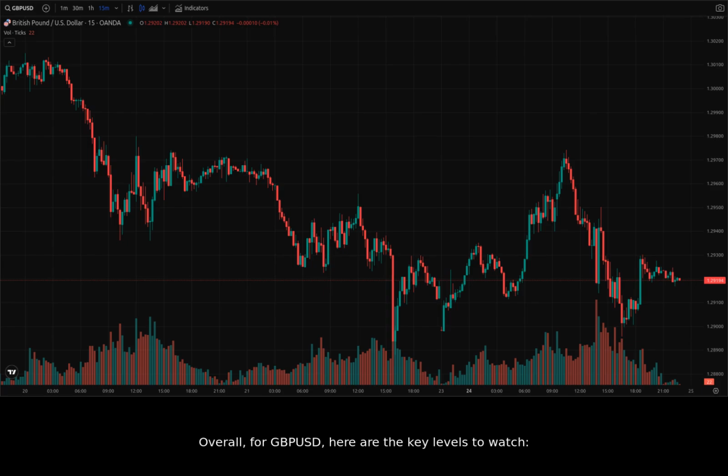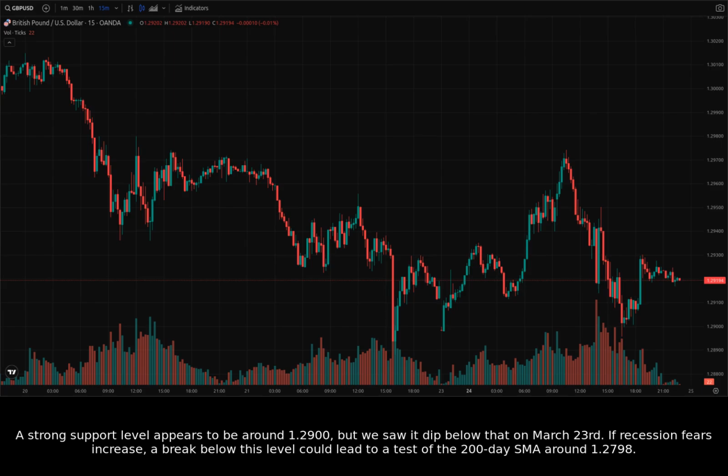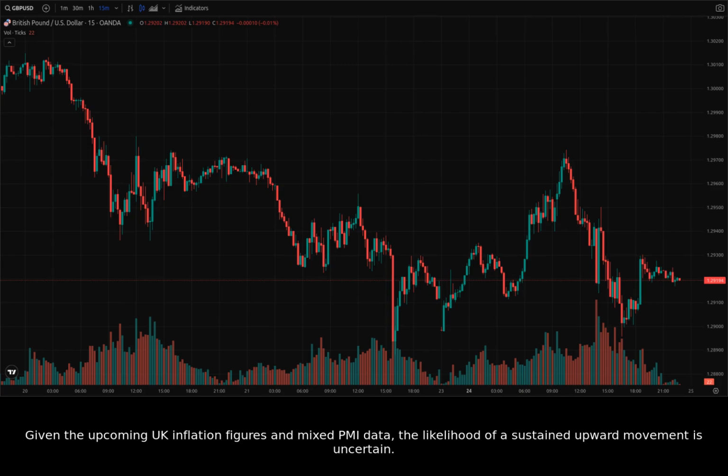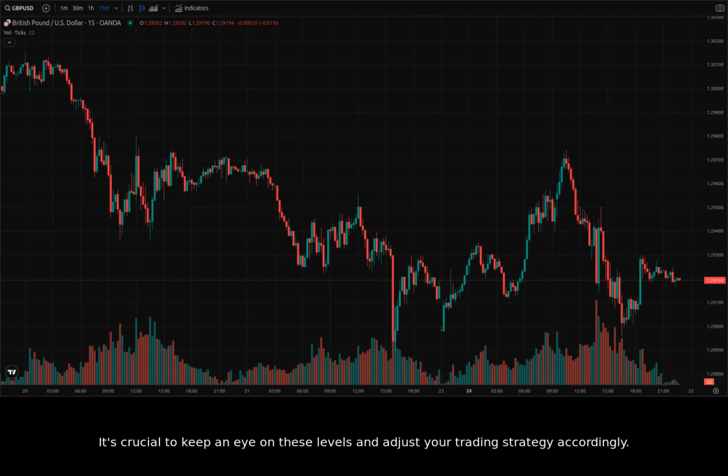Overall, for GBPUSD, here are the key levels to watch. A strong support level appears to be around 1.2900, but we saw it dip below that on March 23rd. If recession fears increase, a break below this level could lead to a test of the 200-day SMA around 1.2798. Resistance lies around 1.3000. A strong break above this level could signal a continuation of the bullish trend, but it's less likely given the information we have. Given the upcoming UK inflation figures and mixed PMI data, the likelihood of a sustained upward movement is uncertain. It's crucial to keep an eye on these levels and adjust your trading strategy accordingly.